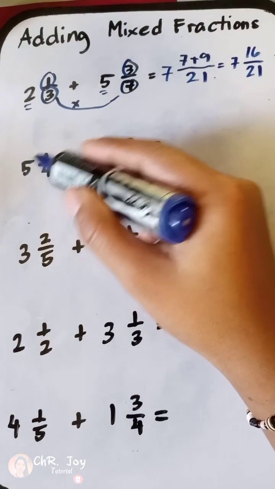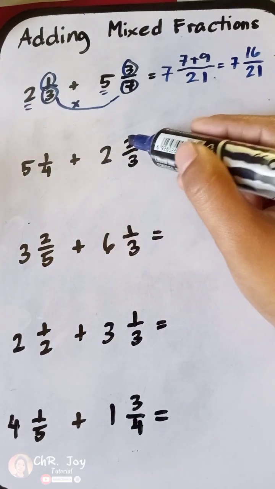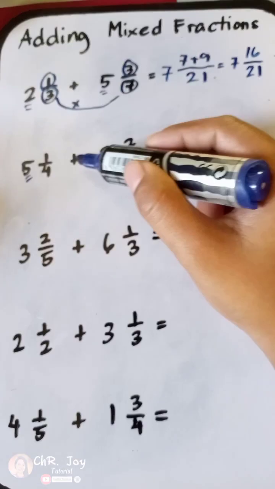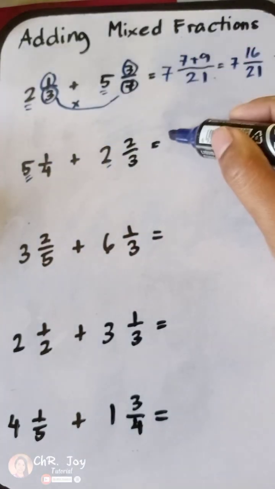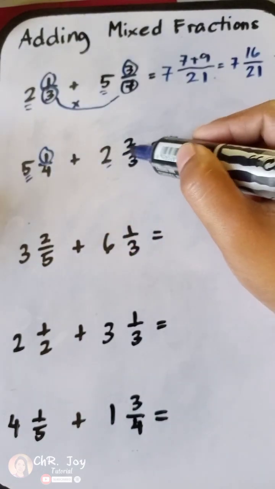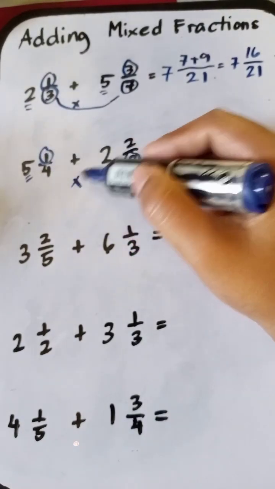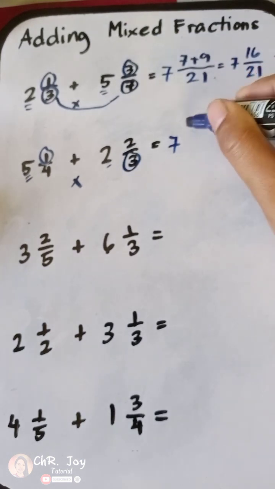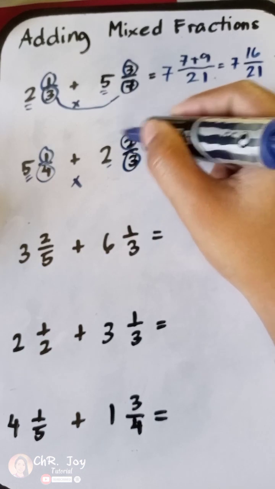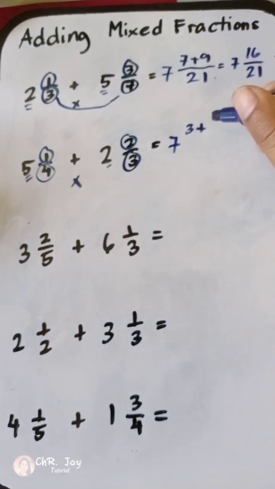Next, we have 5 1/4 plus 2 2/3. Let us add both the whole numbers. 5 plus 2 equals 7. And let us multiply the numerator and the denominator. 1 times 3 equals 3, plus, and multiply 4 and 2. 4 times 2 is equal to 8.